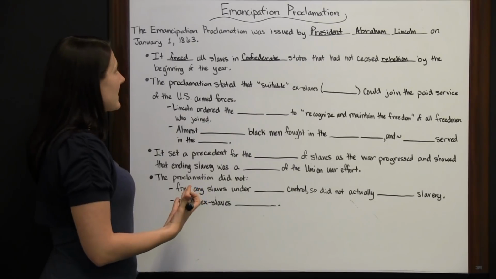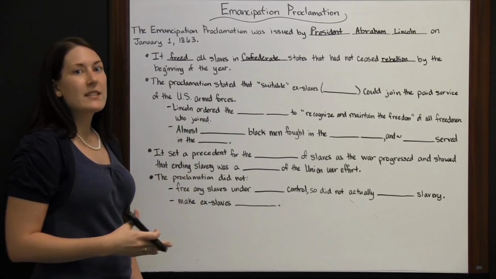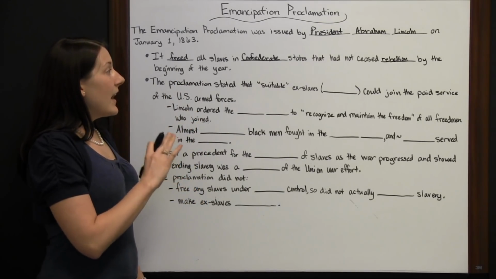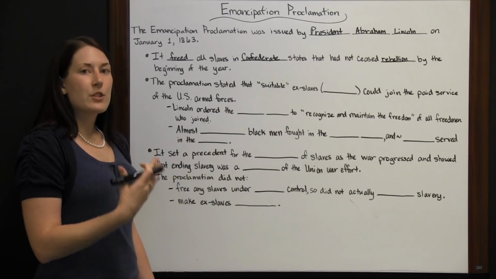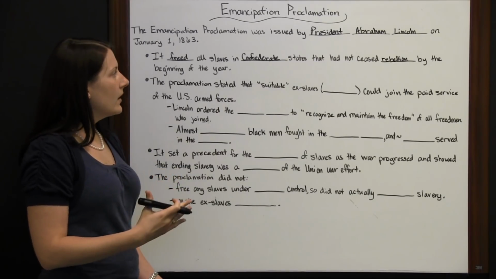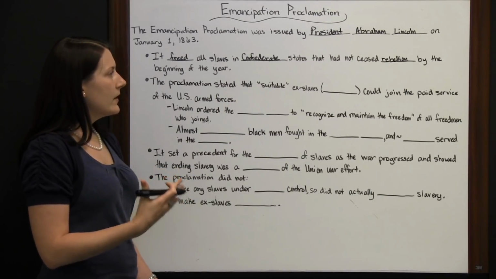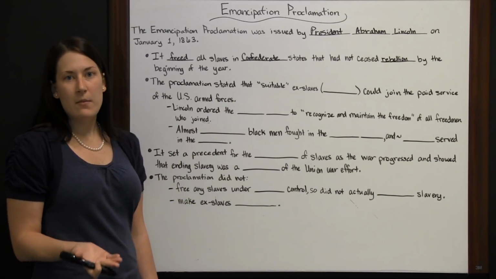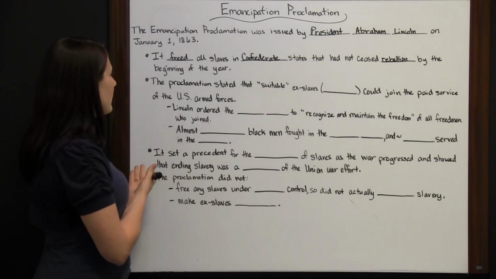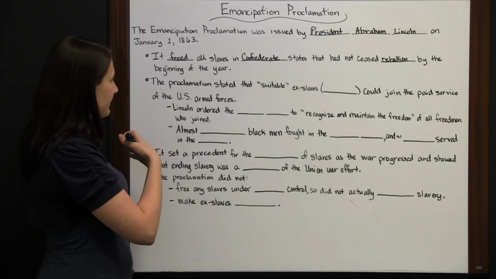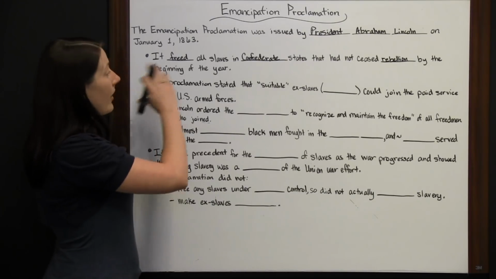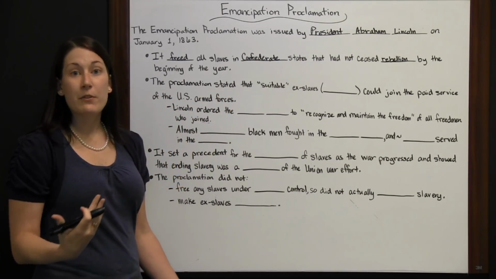So they had a few months to decide this, but the Confederate states that hadn't ceased rebellion were supposed to be under the jurisdiction of the Emancipation Proclamation. So what it said was that all the slaves in those Confederate states were free now.